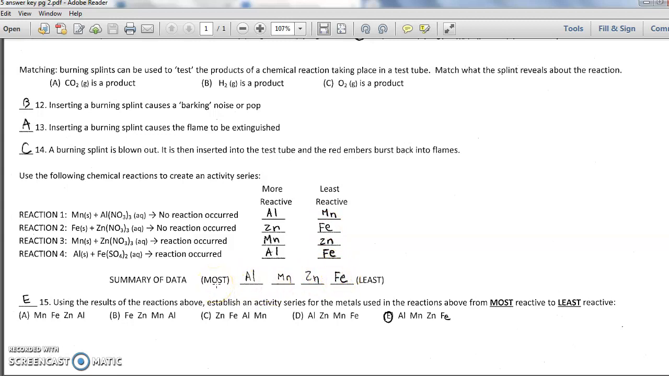The most active are here, least active is here. In reaction 3, we learned manganese is more active than zinc. There we go. In reaction 4, we learned that aluminum is more active than iron. Here's our activity series. Letter E is our answer.